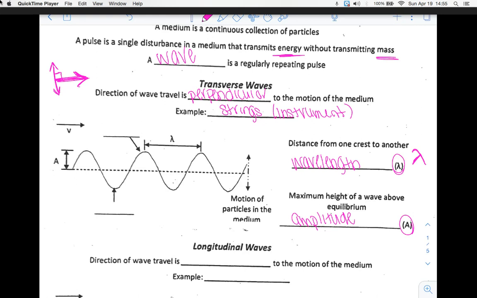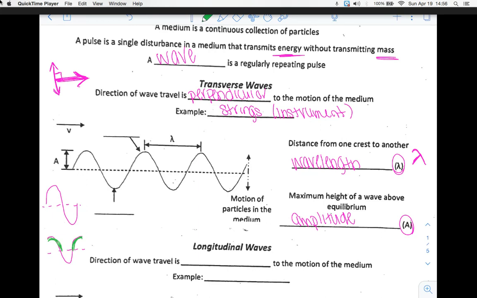You can either see one wave look like this, where this is your equilibrium, or you can see one wave look like this, where that's your equilibrium. If you take this piece right here and this piece right here and combine them, you end up with the same picture. So it doesn't make a difference which way the wave is drawn, but you do have to be familiar with both. Both pictures represent one wavelength.